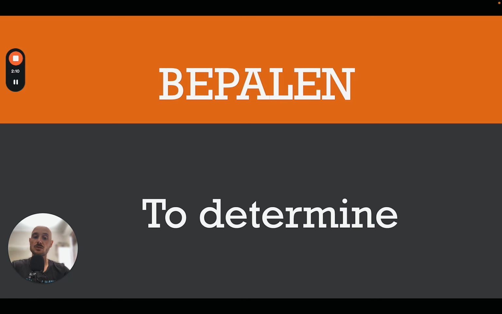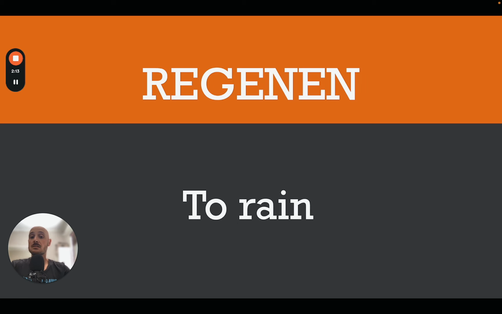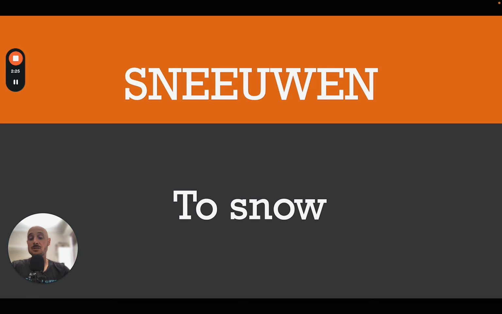Bepalen is to determine. Then it rains quite often in the lowlands, it rains quite often in the Netherlands, also in Belgium, so that's a verb you will hear quite a lot, and that's regenen. Regenen is to rain. We continue, and sometimes if it's a cold winter, we get some snow, so to snow is sneeuwen, alright? Just notice the E and the U. So the three vowels which follow one another, you pronounce as eeuw, sneeuwen.